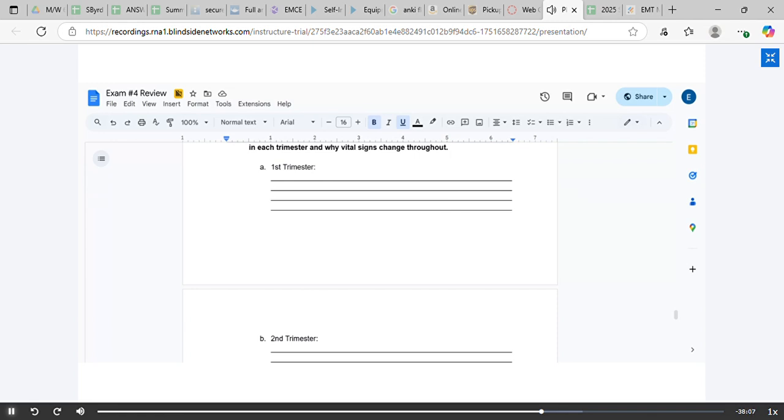Her heart rate will increase by about 10 to 20 beats per minute. So her normal is going to be a little tachycardic. Her red blood cells will also increase. She's going to need more iron. And so those prenatal vitamins and that kind of stuff is super important, because the amount of red blood cells is increasing in our body. Okay, so those prenatal vitamins are needed to prevent anemia, things like that.